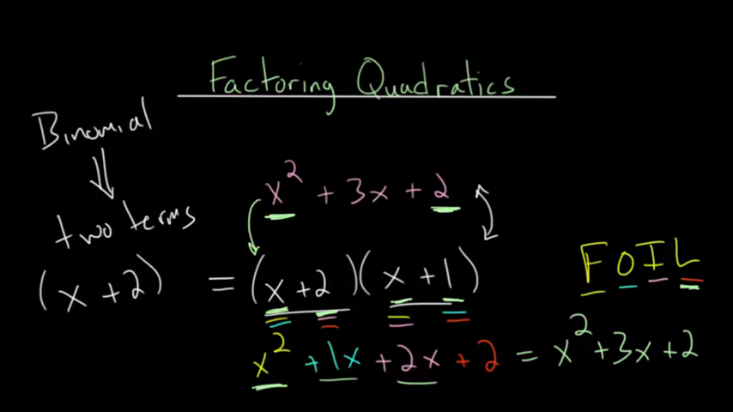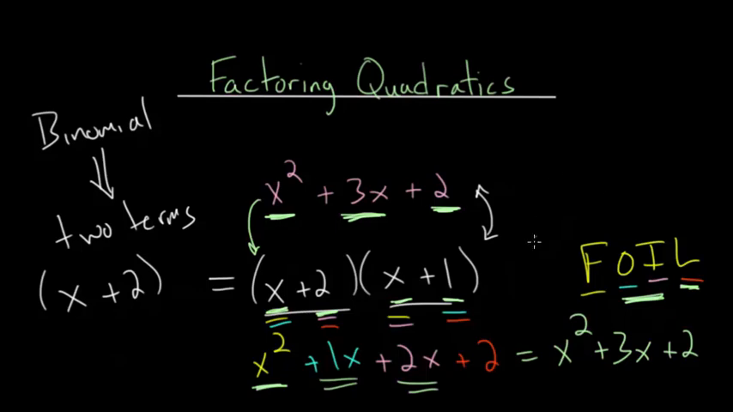expression. Furthermore, the outer and the inner terms added together, the plus 1x plus 2x, ended up being the middle term with x in it. So in summary, the first terms in the FOIL method create the x squared, the last terms create the constant, and the outer and the inner combine to give us the 3x, or in other words, the x term.